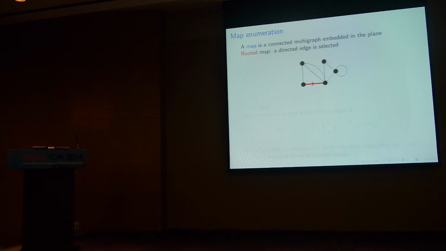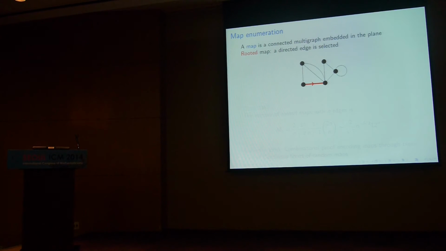Again, this was present in the talk by Legal this morning. And so a map is a planar graph together with an embedding. So it's a connected graph embedded in the plane. You allow double edges and you allow loops. And this theory was started by Tutte about 50 years ago.